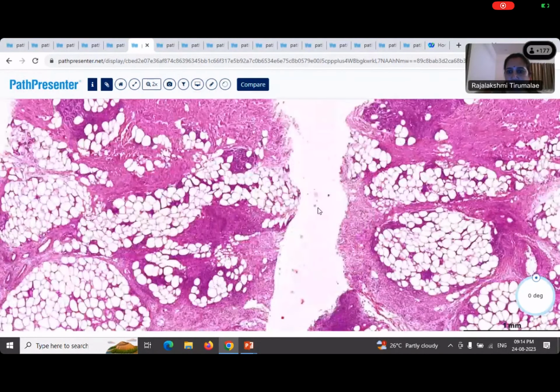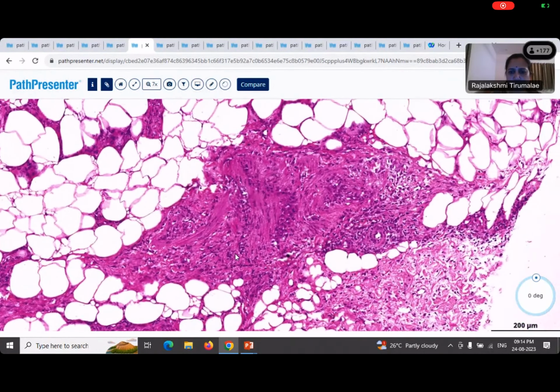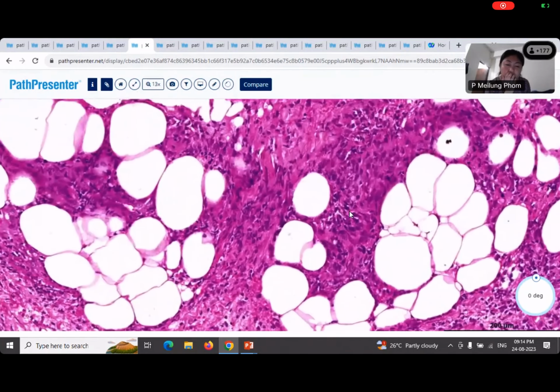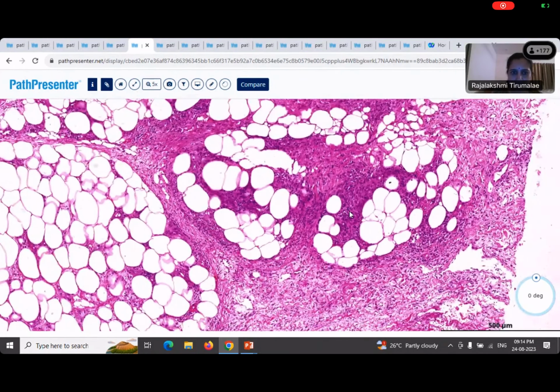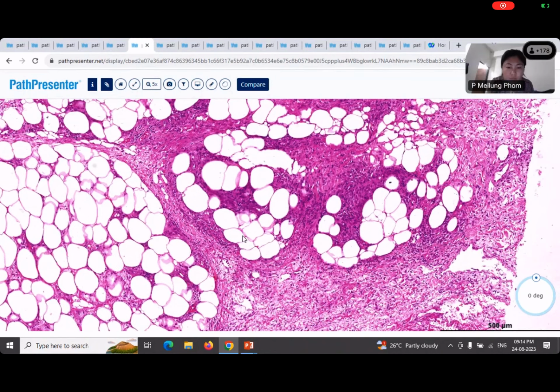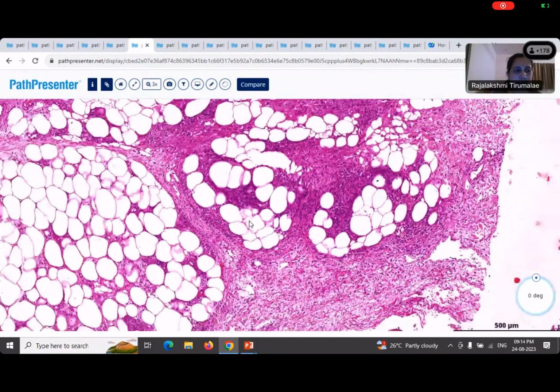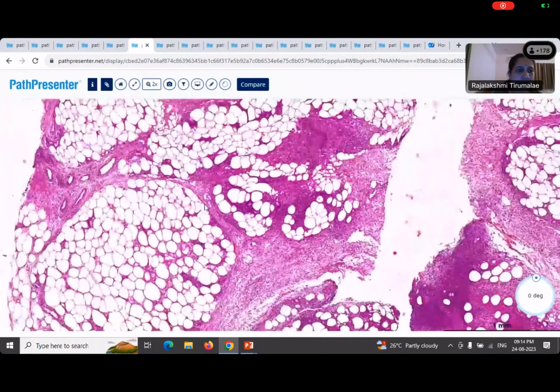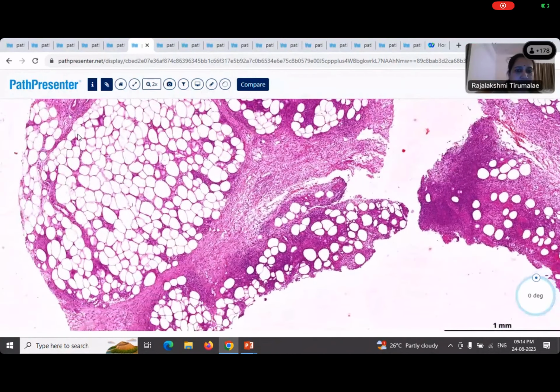Anything else did you look for? I thought there were some occasional multinucleate giant cells. Giant cells were there, isn't it? Did you see them form granulomas, like the ones you saw earlier? Yes, there are multinucleate giant cells. There are also some blood vessels along the septae. You see these few dilated vessels here along the septae?